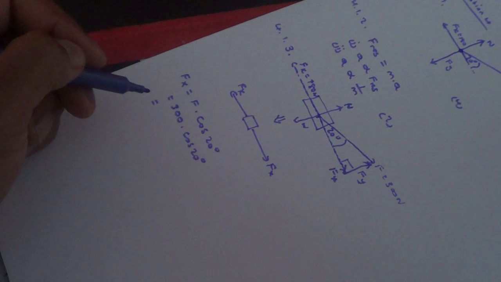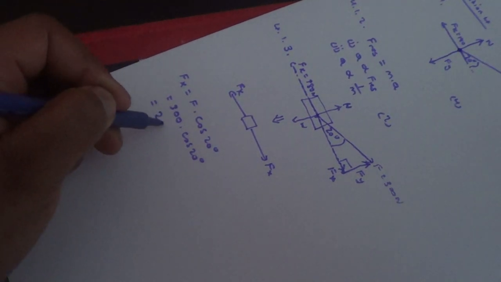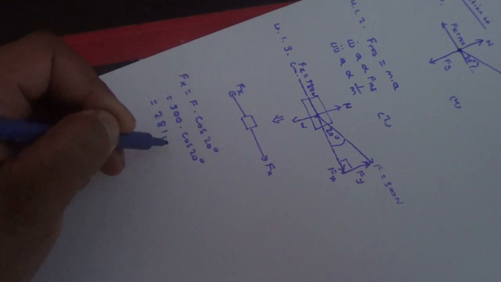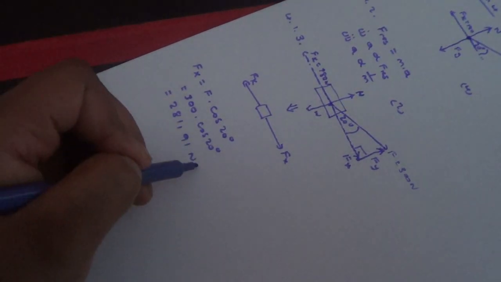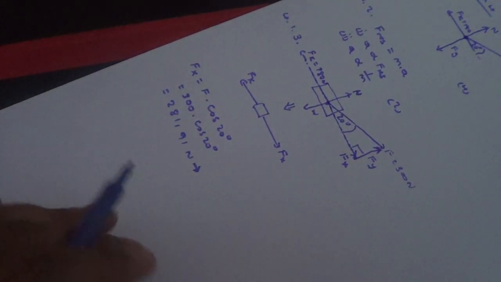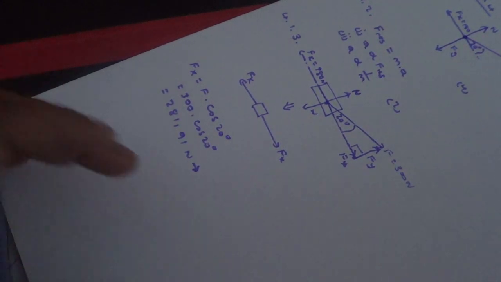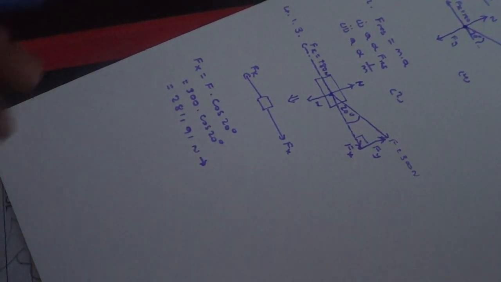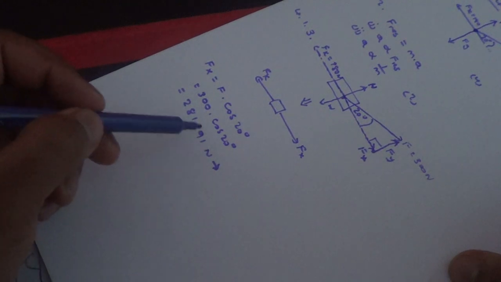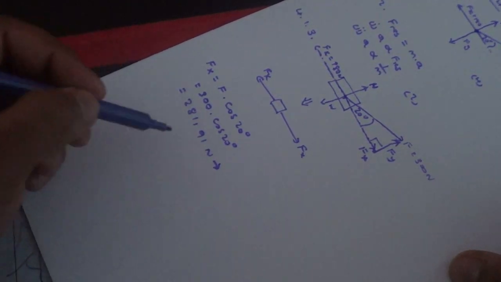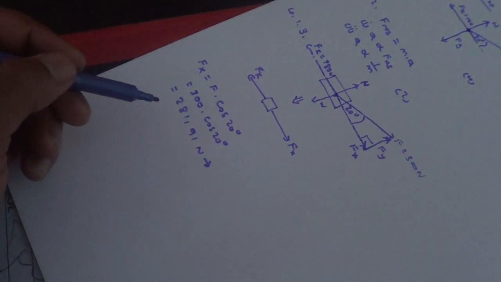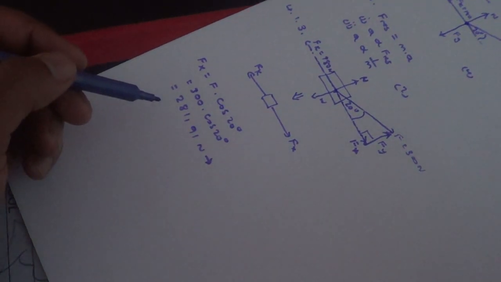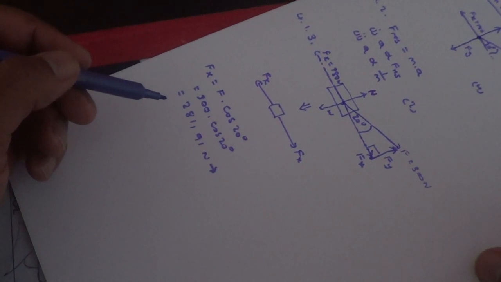Okay, times 300, so I get 281.91 newtons. Okay, of course this is a vector, so I always use an arrow, or you can say due east or whatever you want to use, but make sure you capture that direction, or you can say 90 degrees, because we always measure our direction or our angles on the Cartesian plane from the north being 0, east being 90, south being 180, and so forth.